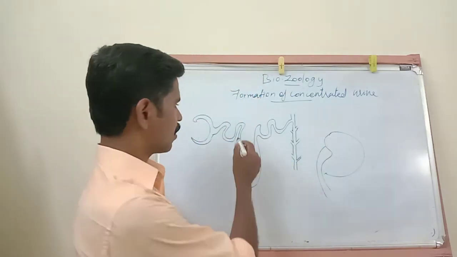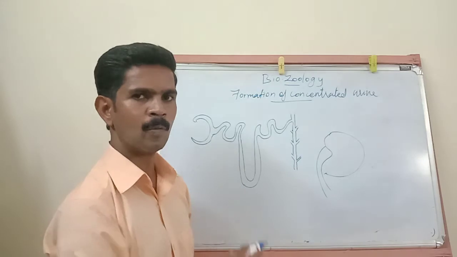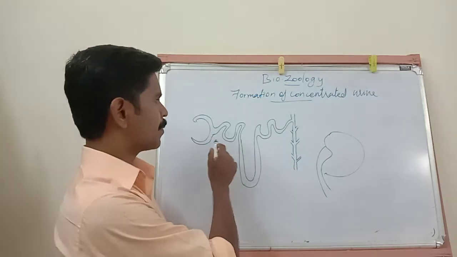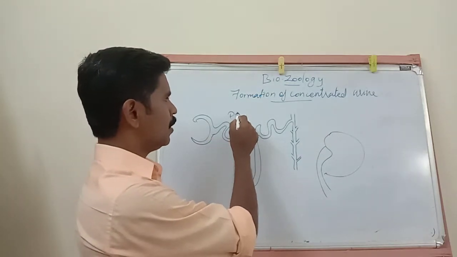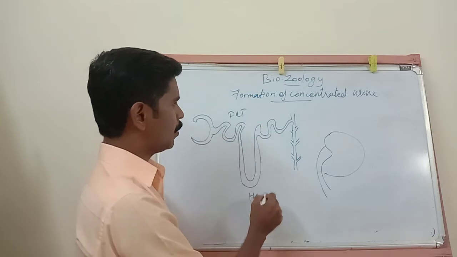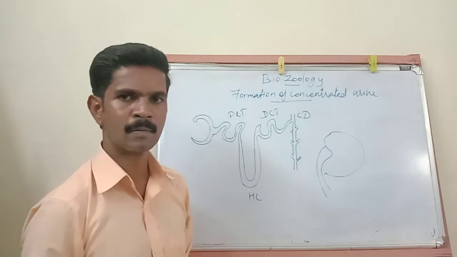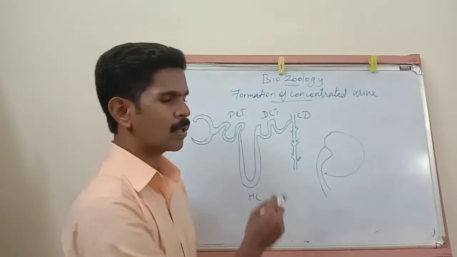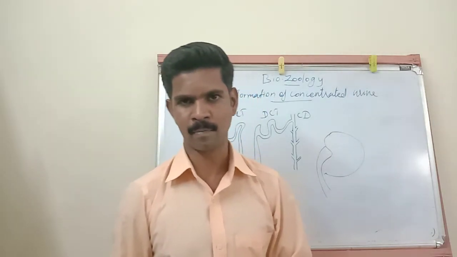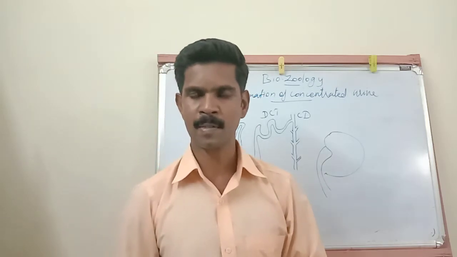Then see the Henle loop. This is the structure of one nephron. This is the Bowman's capsule, the proximal convoluted tubule, this is the Henle loop, next is the distal convoluted tubule, and this is the collecting duct. The Henle loop is one of the important parts of the nephron.